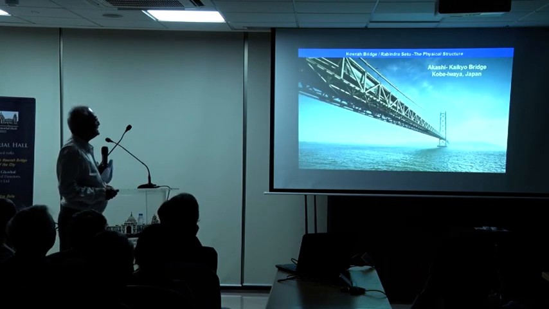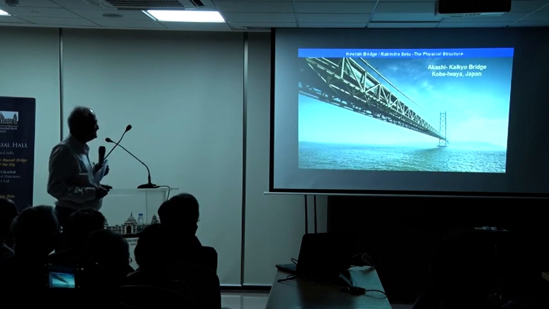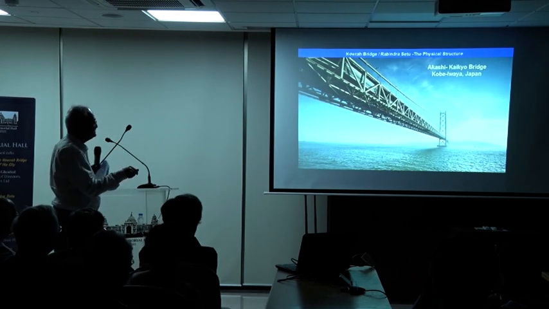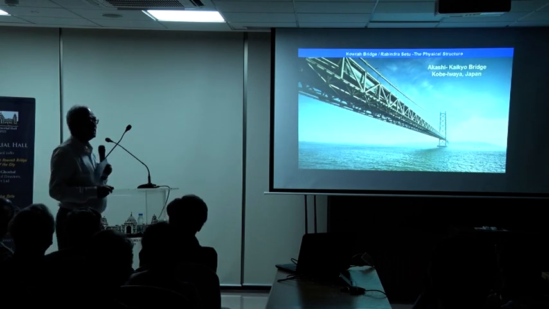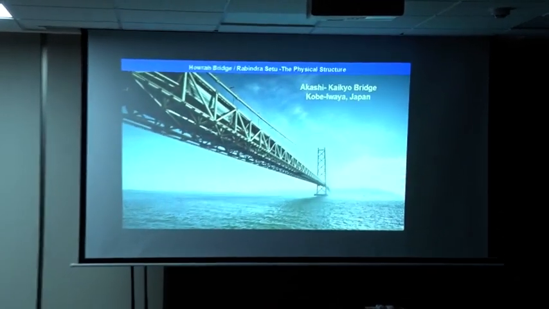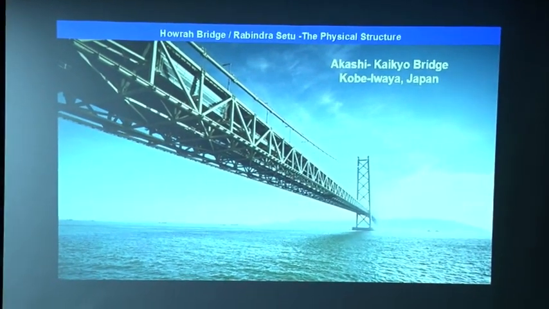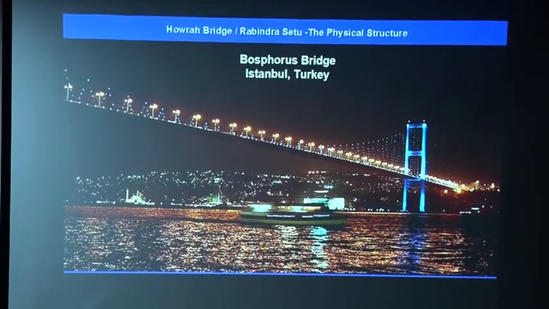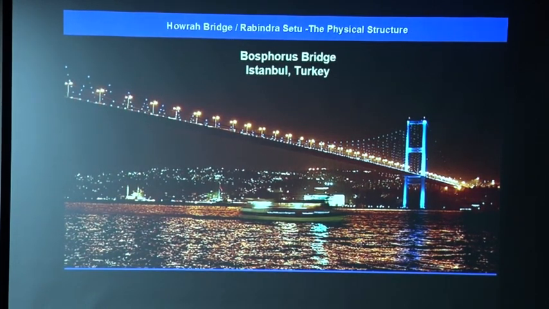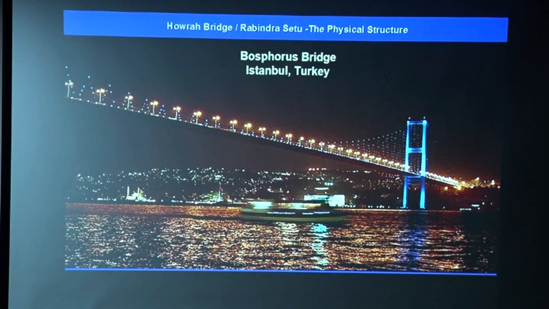so this is Akashi Kaikyo Bridge, Kobe, Awaji, Japan. Some of the photographs are mine. When this bridge was being constructed, there was a 7.8 earthquake. But still, those people are so confident of their handling of seismic forces that nothing happened to the erection of the bridge. This is a lovely bridge in Istanbul. I love that city. It's the one city in the world which is in two continents, Europe and Asia. And now there are two more bridges on the Bosphorus.